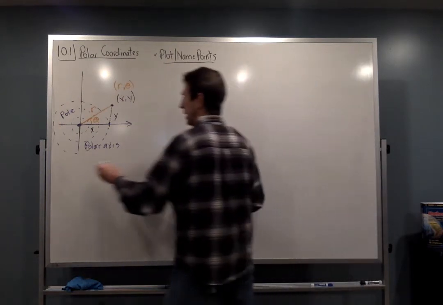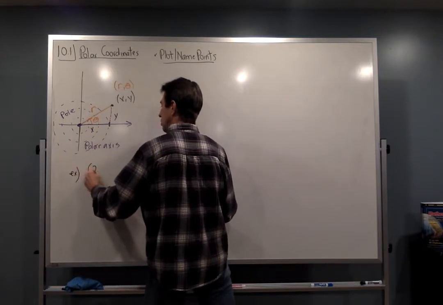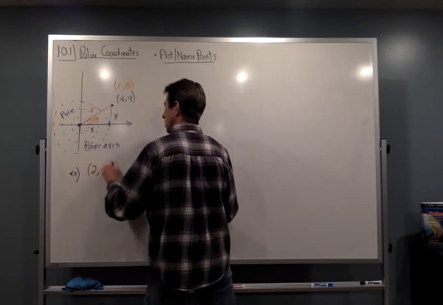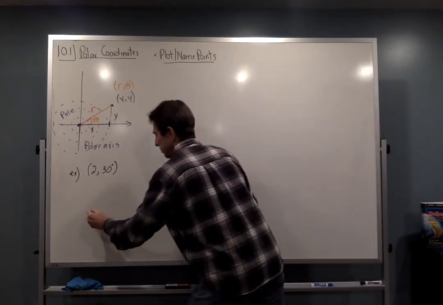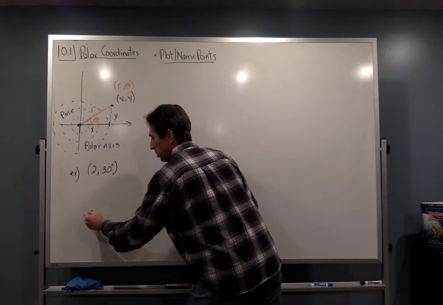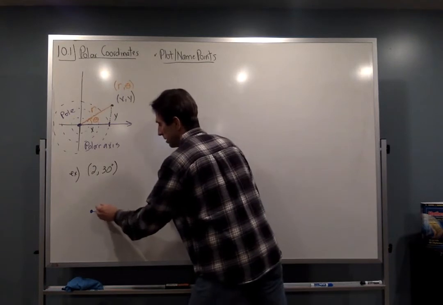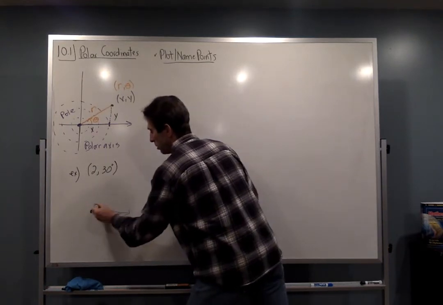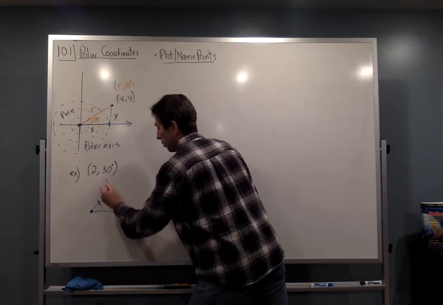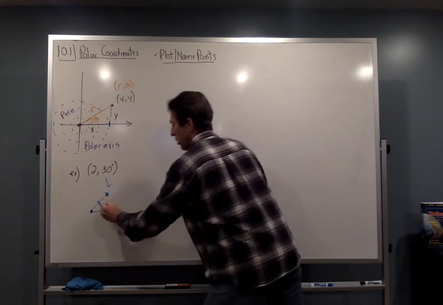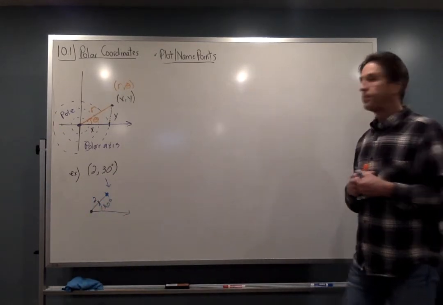For example, let's say we want to plot the point (2, 30 degrees). Well, what I would do is you can still start with the XY axis or just the pole and the polar axis. I'm going to rotate 30 degrees, and then I'm going to move out 2 units. So that would be the point (2, 30 degrees). Now I might want to label it, and there I have a point.